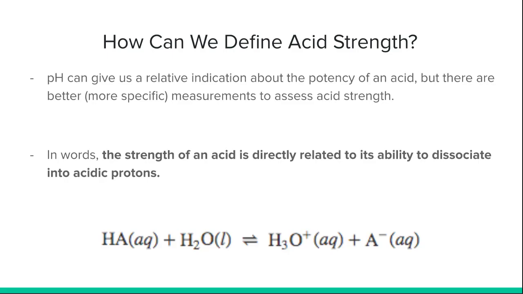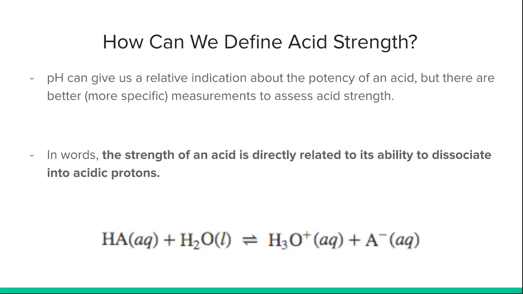So we're going to start this portion off by talking about how we can define acid strength. In the last lecture, we were talking about pH, and pH is an indicator of relative acid strength. When we measure pH, we're measuring the free hydronium or hydrogen ions in solution, which is by definition the acidic property of a compound. So pH is a direct measurement of acid strength.